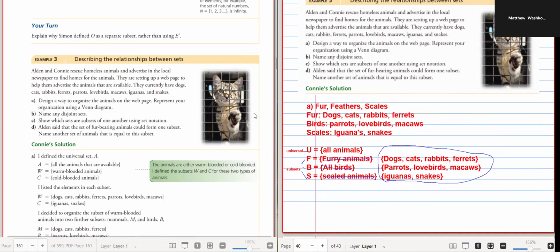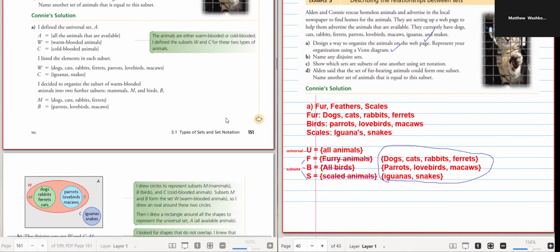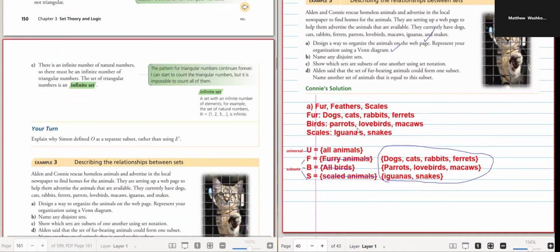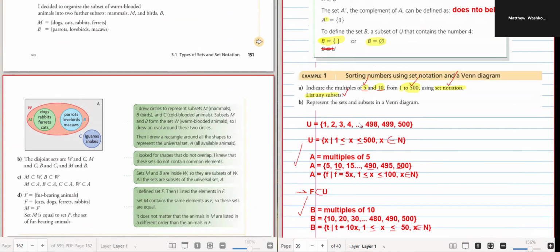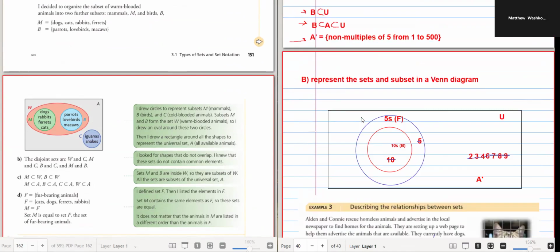All right. So design a way to organize the animals on the website. Check. Represent your organization in a Venn diagram. Okay. Now, how they did it was they did warm-blooded and cold-blooded, right? A big set of warm-blooded, and then they had subsets. For us, that's a little bit different.